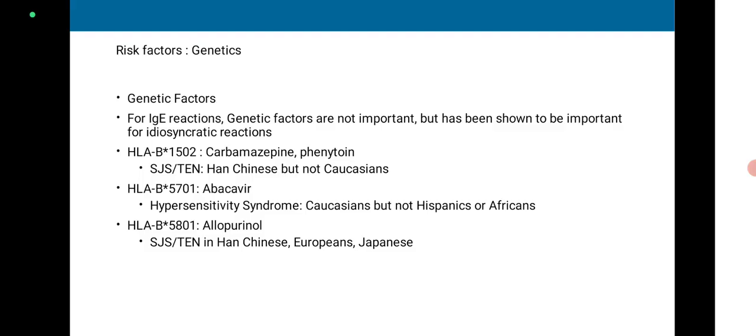Some genetic factors also act as risk factors in the occurrence of an ADR. That is HLA-B1502, which can cause SJS and TEN in Han Chinese but not in Caucasians. Causative drugs include carbamazepine and phenytoin. In HLA-B5701, abacavir can cause hypersensitivity syndrome in Caucasians but not in Hispanics or Africans. HLA-B5801, in which allopurinol can cause SJS and TEN in Han Chinese, Europeans and Japanese, and not in other populations.